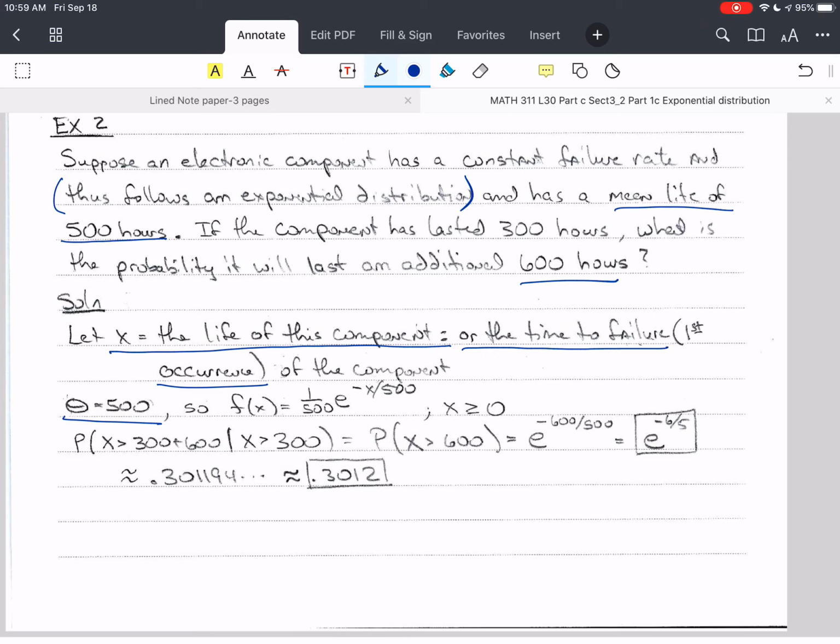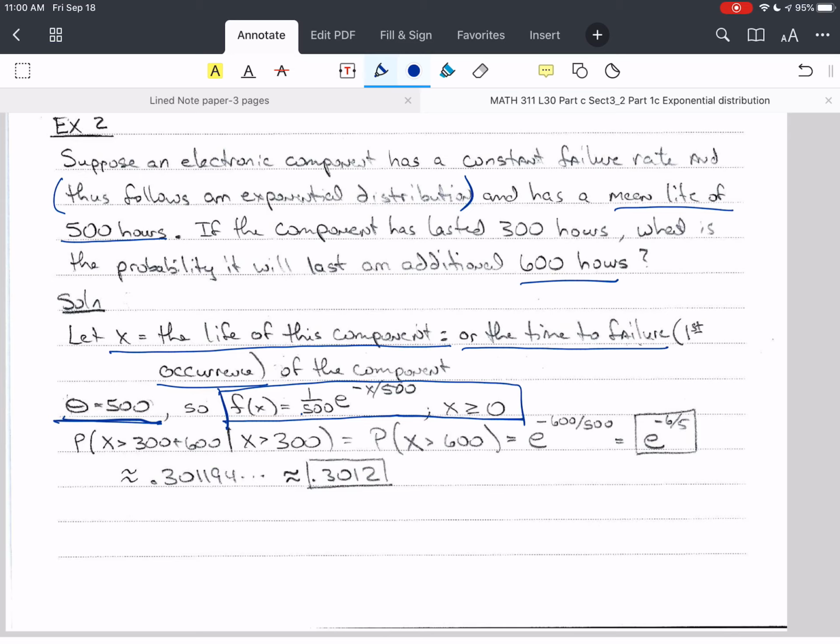You could be given the mean counts, or you could be given the mean time. And we're given the mean time, so that's theta, not 1 over theta. And so I plug into the PDF. I plug in 500 for theta. There's my PDF. Again, I always write this down. That helps me, helps prevent me from making mistakes.